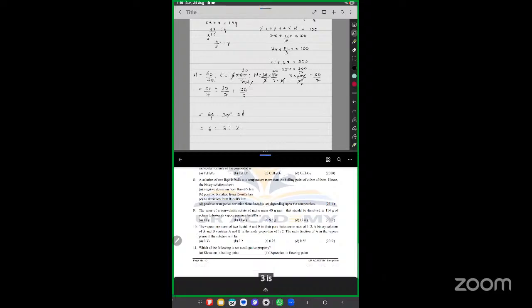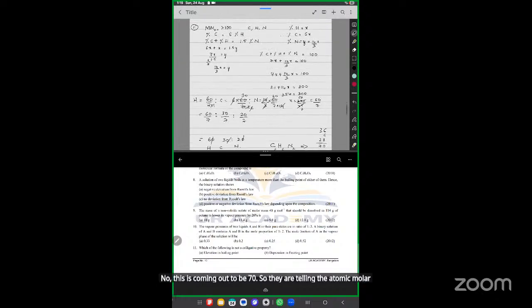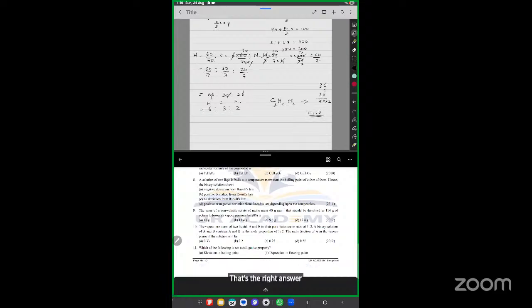This is hydrogen is to carbon is to nitrogen. And if the compound is C3H6N2, what would be its mass? Molar mass would be 36 plus 6 plus 28, which comes out to be 70. They are telling us the molar mass is greater than 100, meaning a multiple of this would be the molar mass, which is 140. That's the right answer. Fine?